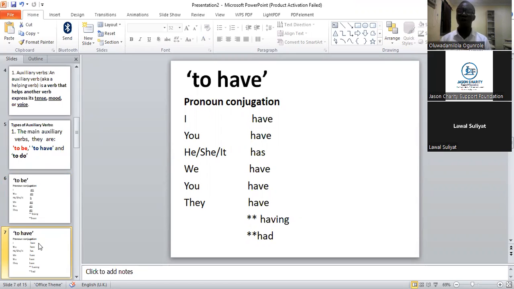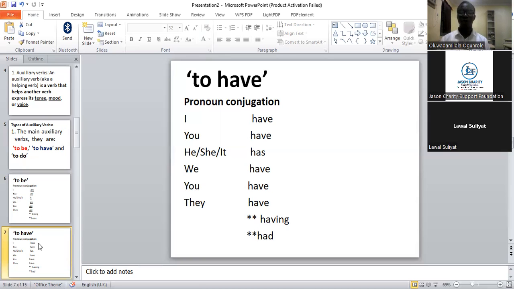So for the verb to have, for the pronoun conjugation, we have I have for the first person singular, you have for the second person singular, and he or she or it for the third person singular, and the form of the verb will be has. So you say I have, you have, he has, she has, or it has. It will be wrong for you to say he have, no, or she have, no, or it have, no. In the present tense, it is wrong to use it that way. So the form of that verb will be has. So you say he has, she has, or it has.